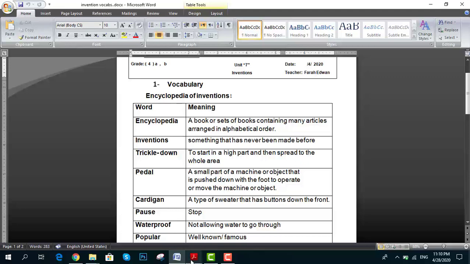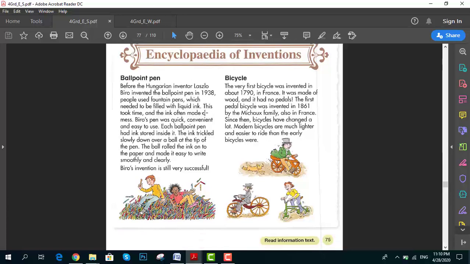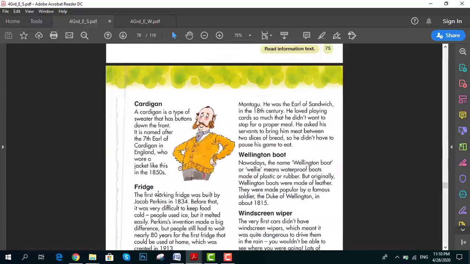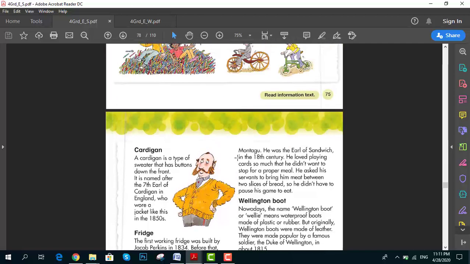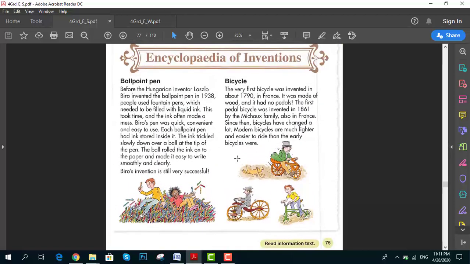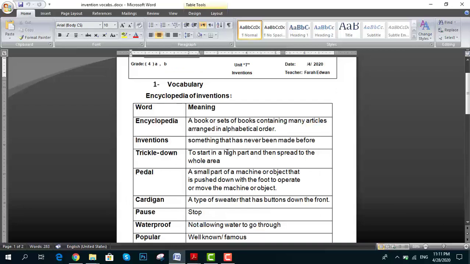So, if you noticed here, let's go back, they are all organized in alphabetical order. So, B, and then we have C, D, E, F, J, K, L, M, N, O, P, Q, okay. And they are all organized in alphabetical order or alphabetically. Ballpoint pens or bicycles. Before we start, let's go back to encyclopedia. The meaning of encyclopedia, we said that it is a book or set of books that contains many articles arranged in alphabetical order.